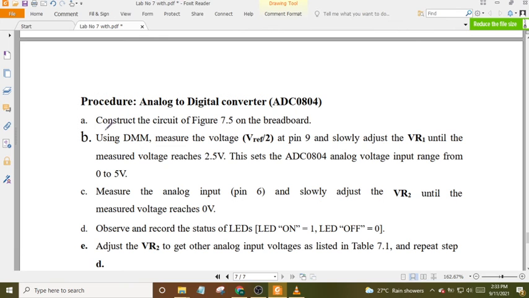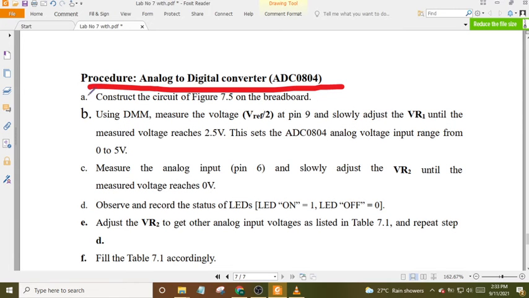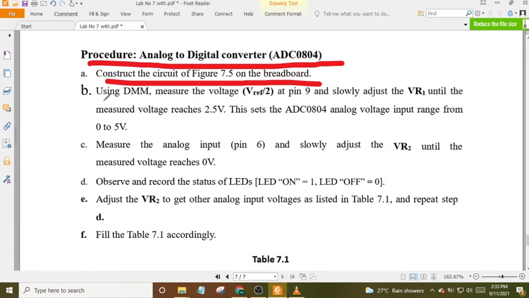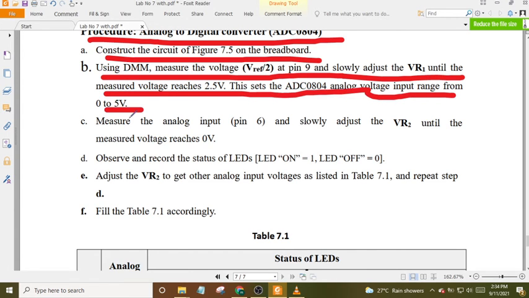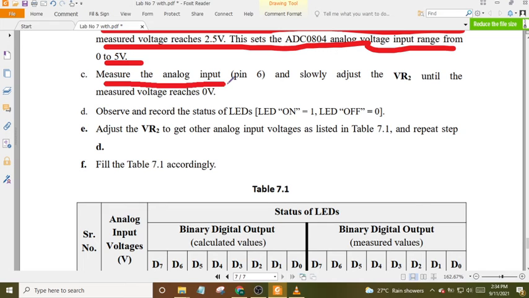Procedure: analog to digital converter, ADC0804. A. Construct the circuit of figure 7.5 on the breadboard. B. Using the DMM, measure the voltage VREF/2 at pin 9 and slowly adjust VR1 until the measured voltage reaches 2.5V. This makes the ADC0804 analog voltage input range from 0 to 5V. C. Measure the analog input, pin 6, and slowly adjust VR2 until the measured voltage reaches 0V.